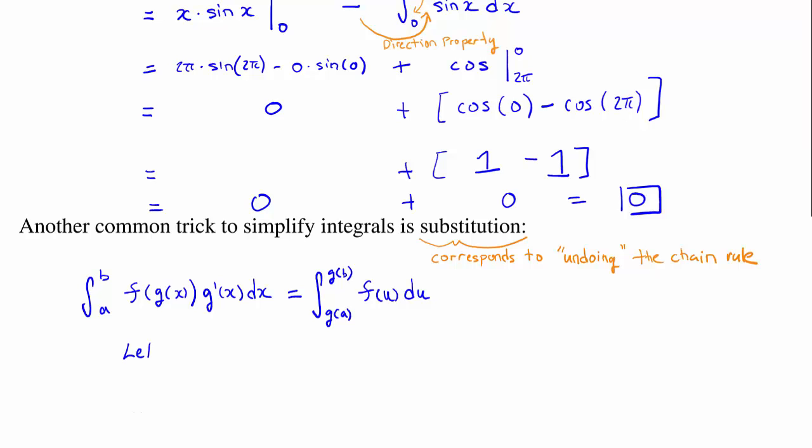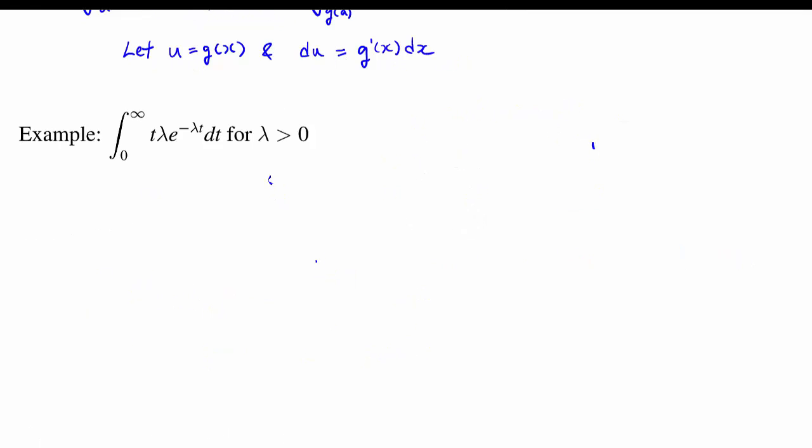So what we really do is we let u equal g(x) and du equal g prime of x dx, which just comes from the prior assignment. Let's take an example. Suppose we wanted to integrate from 0 to infinity t times lambda times e to the minus lambda t. Lambda is greater than 0, so this integral will make sense.